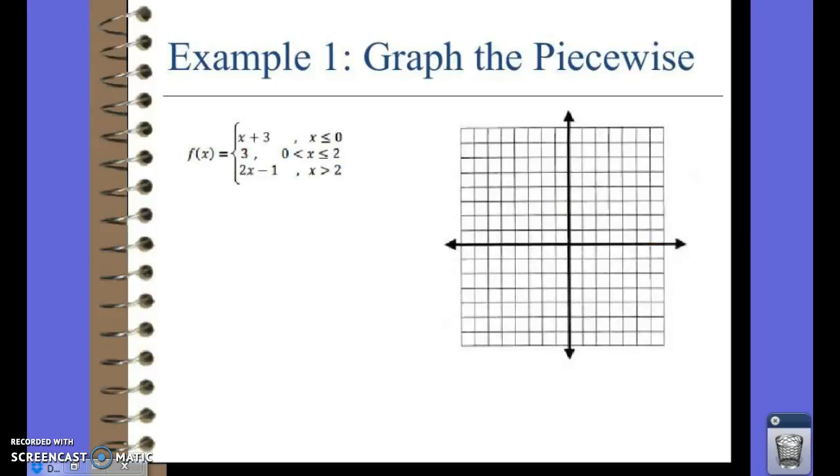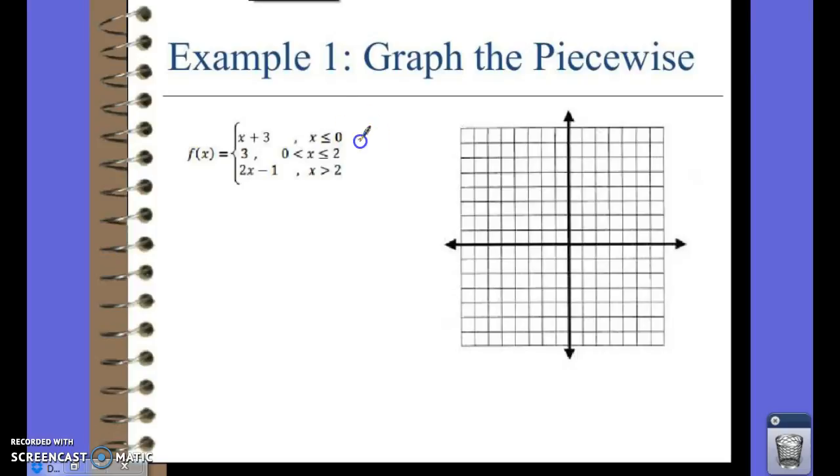So in example 1 now, we want to graph this piecewise function again. And this piecewise function is kind of like last night's. We have 3 breaking points. So I have to look at those breaking points, and I have to say, okay, what's to the left of them? What's to the right of them? What numbers do I want to plug in where?